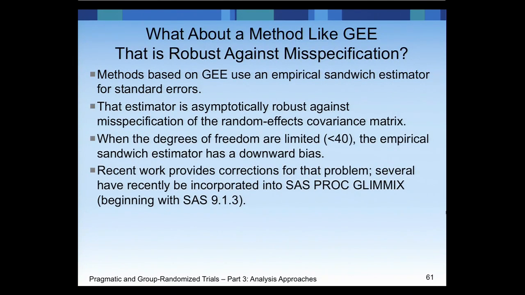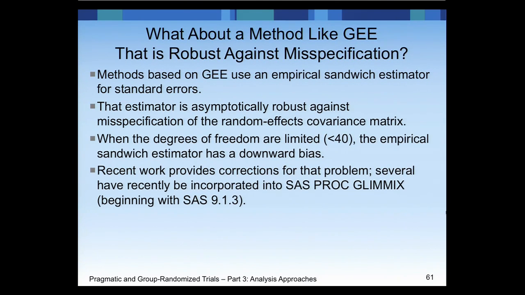What about a method like GEE, generalized estimating equations? The attraction of GEE is that it's robust against misspecification of the correlation structure or the random effects variance-covariance matrix. Methods like this use an empirical sandwich estimator for their standard errors. As I said, that estimator is asymptotically robust.